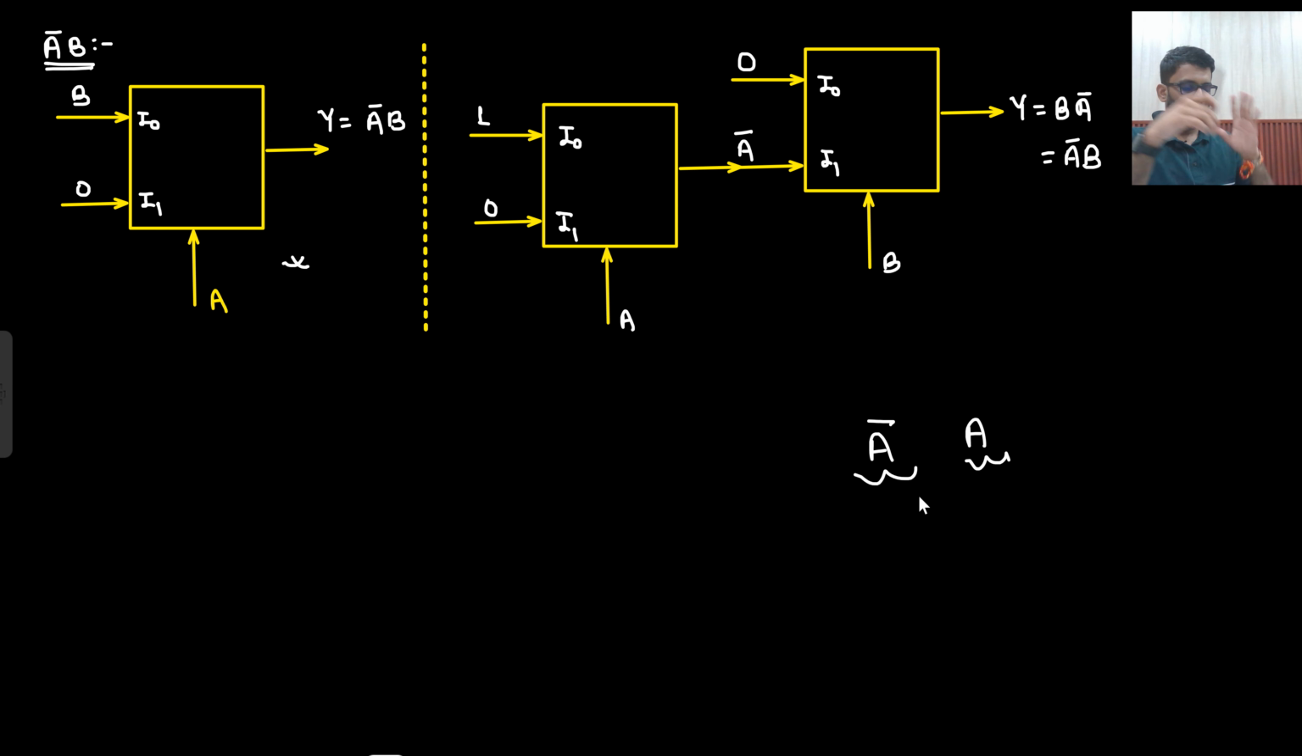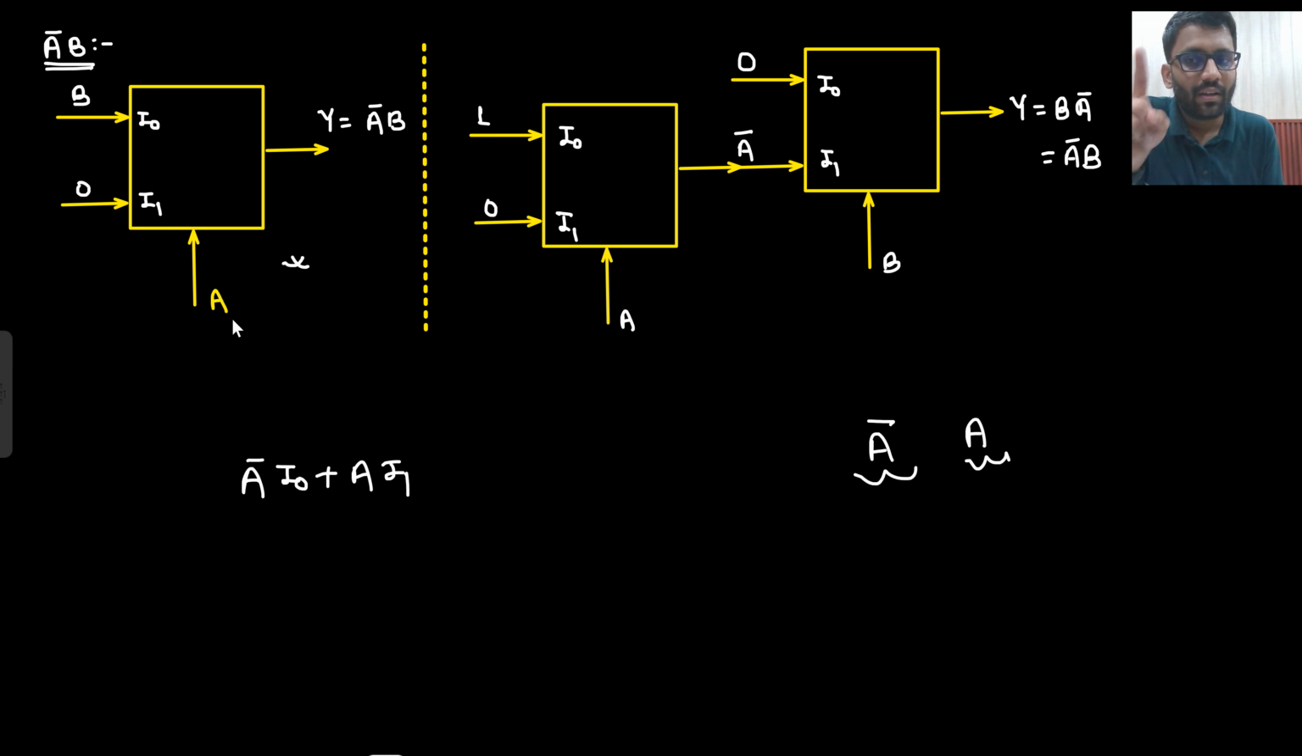What I am saying is, your manager is asking you to design a function A bar B, and try to use the minimum number of muxes, because if muxes are more, then cost will be more and power consumption will also be more. So what you need to design is A bar B. What should be your select line, A or B? You will pick select line as A, because the select line has the capability that first it will give you A bar with I0 and then it will give you A with I1.